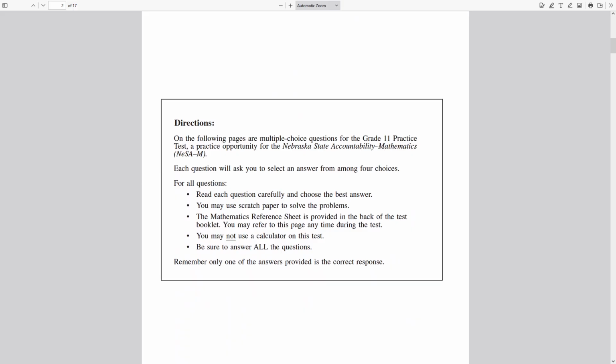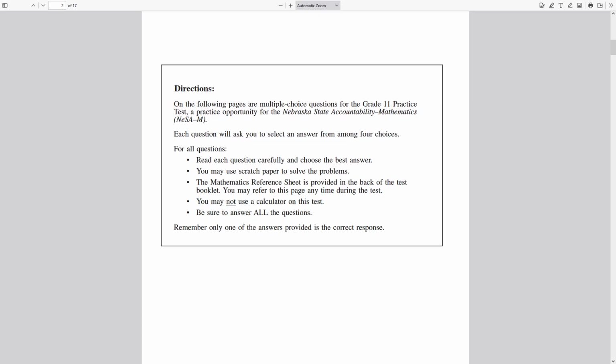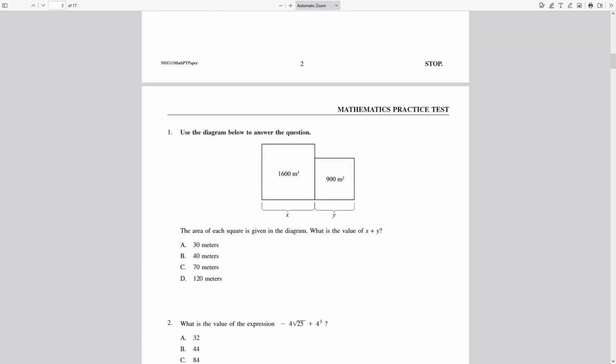On the following pages are multiple choice questions for the grade 11 practice test, a practice opportunity for the Nebraska State of Accountability. Mathematics, NSAA M. Oh, the E is Nebraska. For each question, you will select an answer among the 4 choices. Read each question carefully, choose the best answer. You may use scratch paper. The mathematics reference sheet is provided in the back of the booklet. You may not use a calculator in the test. Oh, that's actually important to know. I'm glad I didn't look up a calculator. Be sure to answer all the questions. Remember, only one of the answers provided is the correct response.